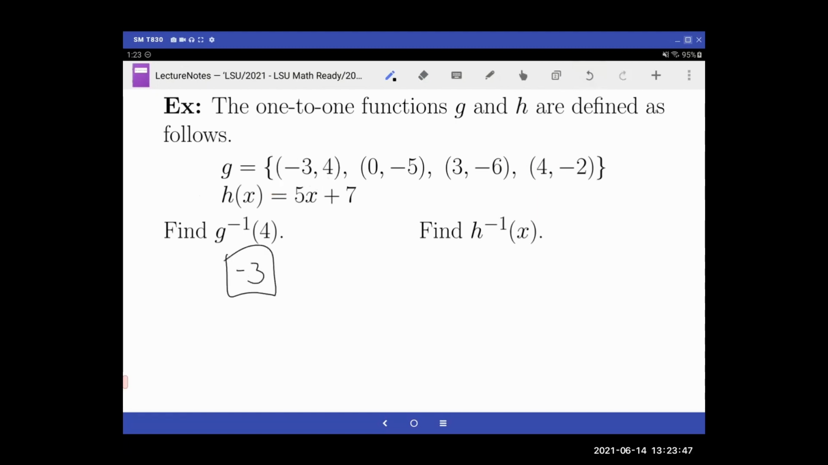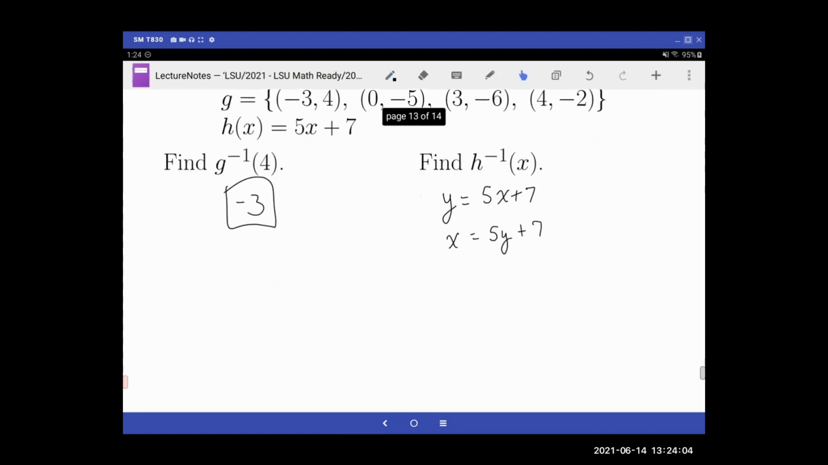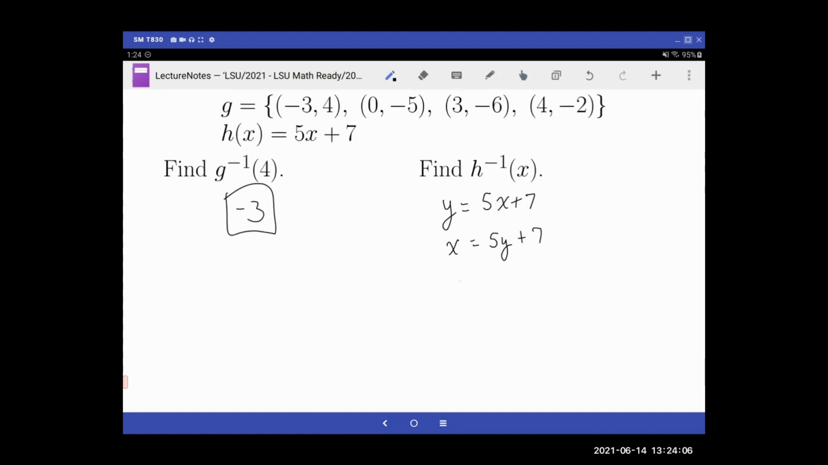All right, so it's really a reverse, right? A reverse of what you're used to. Okay, let's find the inverse of 5x plus 7. That's not hard. y equals 5x plus 7. Invert the x and the y. x minus 7 equals 5y. (x minus 7) over 5 is equal to y. Therefore, we could say that the inverse is (x minus 7) over 5.